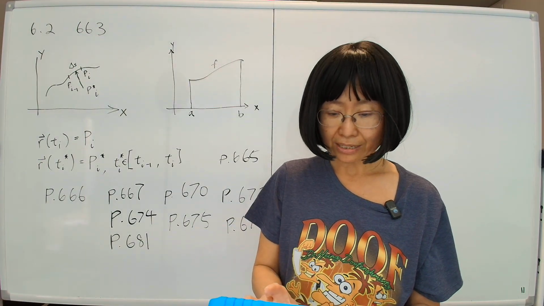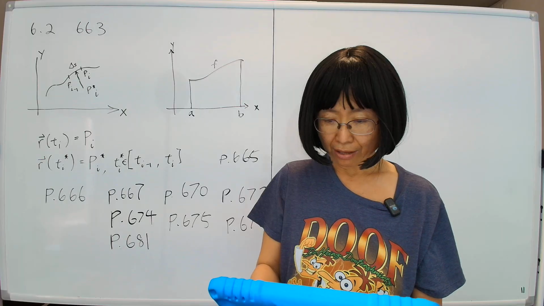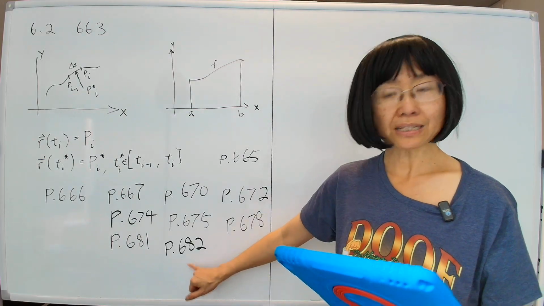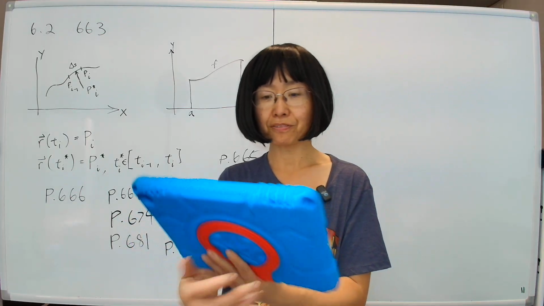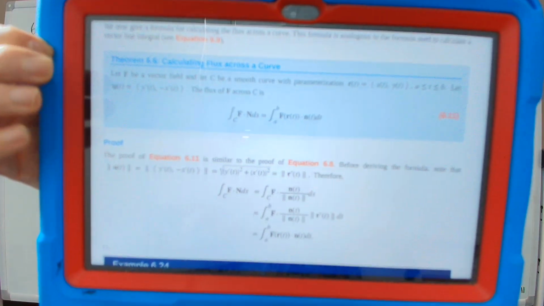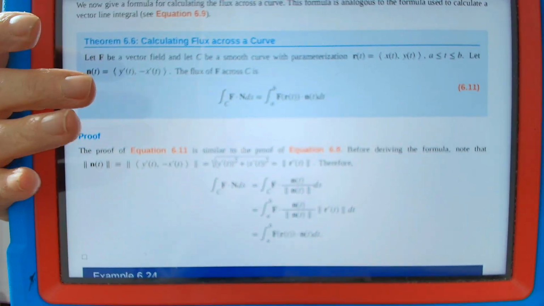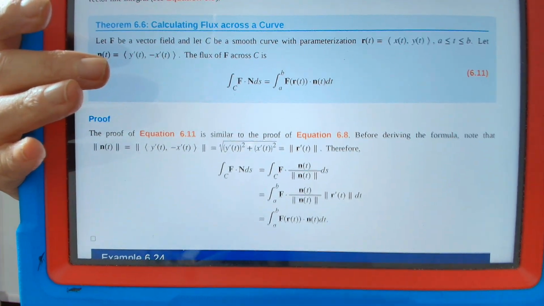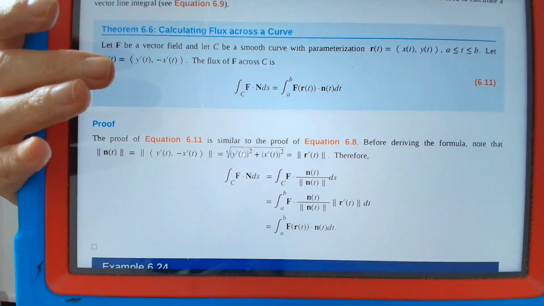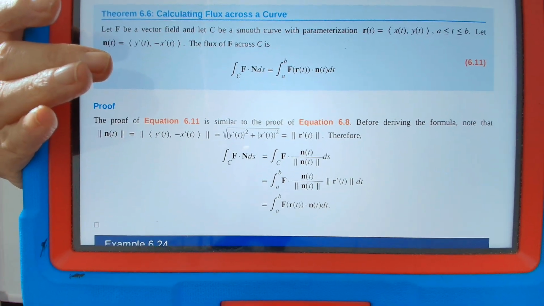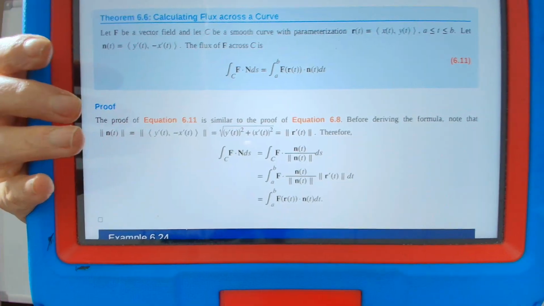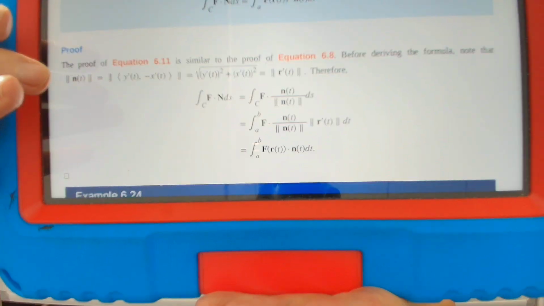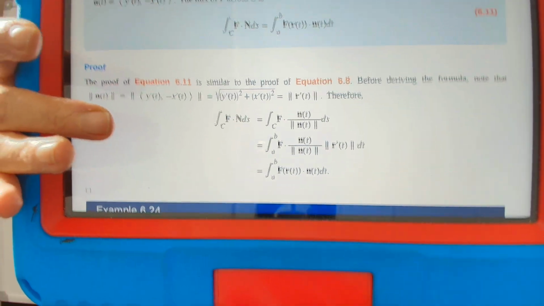Now, to actually calculate it, let's go to page 682, where we'll figure out how to calculate the flux. The flux being the sum of F dot n ds, you plug it in and then dot the normal, the regular normal. The reason that came out is because if you look at the proof, the regular normal is given as this. Now remember that.